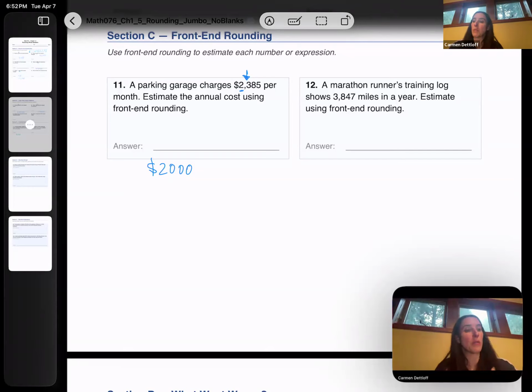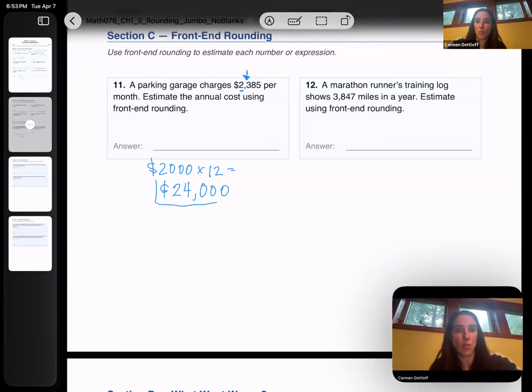So if it's about $2,000 a month and I have 12 months, I'm going to multiply this by 12, and I get 2,000 times 12, which is equal to 24,000. And my units for that is dollars. I got to make sure I include units. And again, front end rounding is pretty rough.